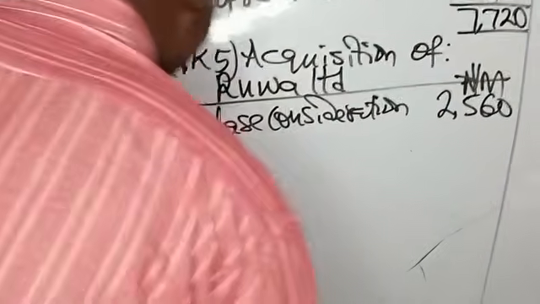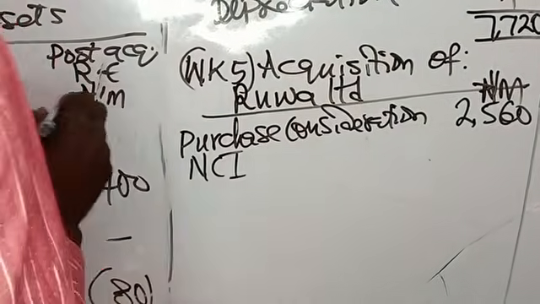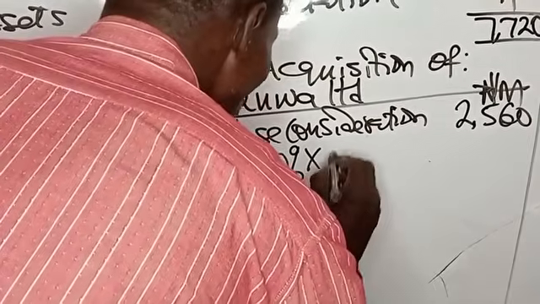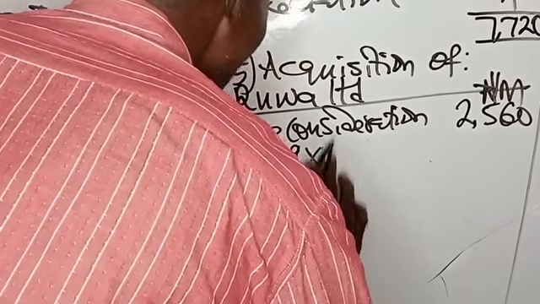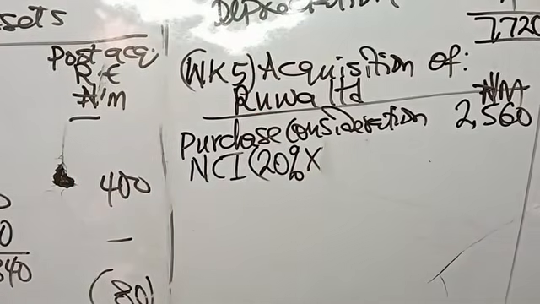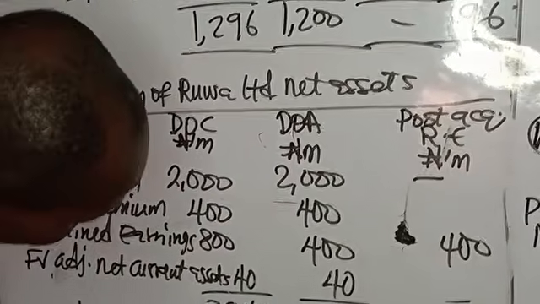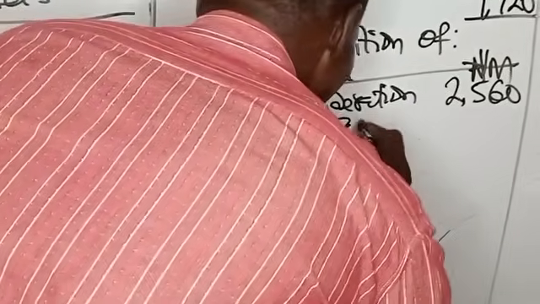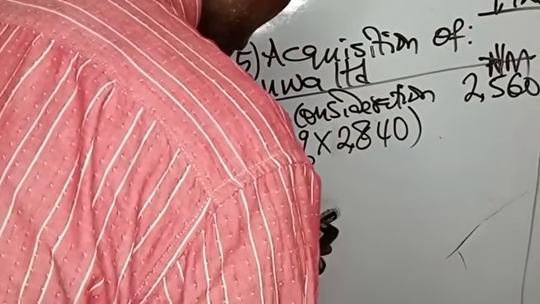2,560. We had non-controlling interest. Remember, the stake of OMI PLC in Ruwa Limited is 80%. Therefore, 20% will be attributable to NCI. 20% of net assets of Ruwa Limited at the date of acquisition. At the date of acquisition, the net assets of Ruwa Limited total 2,840. So 20% of 2,840 gives us 568.